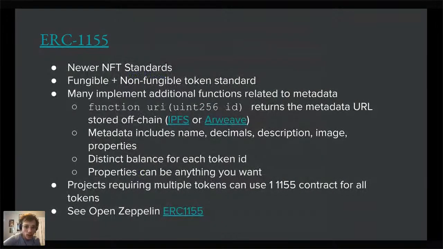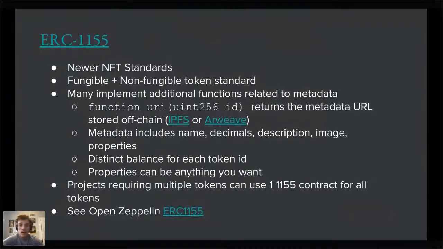So, I mentioned it's fungible and non-fungible, and again, with 1155, like with 721, many of these contracts implement additional functions related to metadata. In 1155, the function is just called URI, where you pass it the ID of the token, like with 721, and it returns the metadata URL stored off chain, just like with 721.